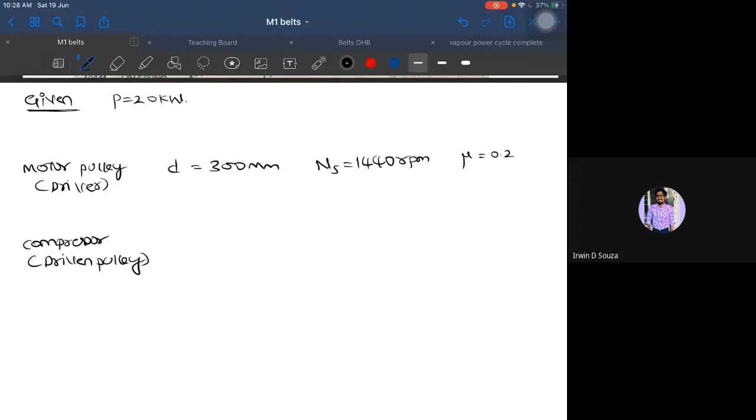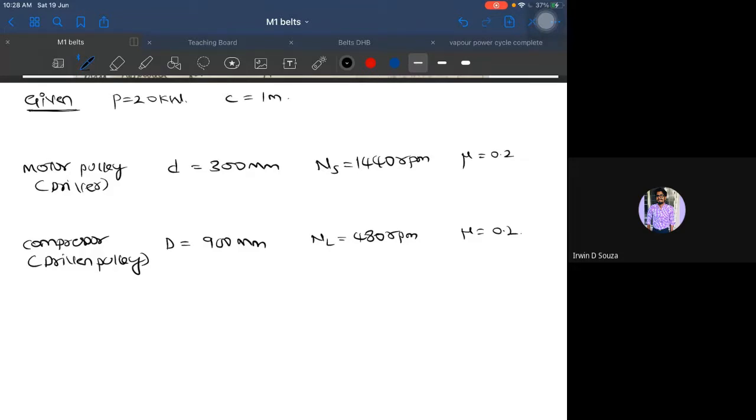Next, the compressor, which is the driven pulley, has capital D, which I would take as 900 mm. Its speed is 480 RPM. Mu is the same again, 0.2. The center distance between the pulleys is 1 meter, so C is specified as 1 meter.